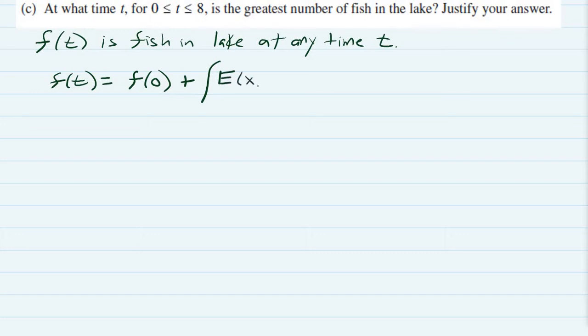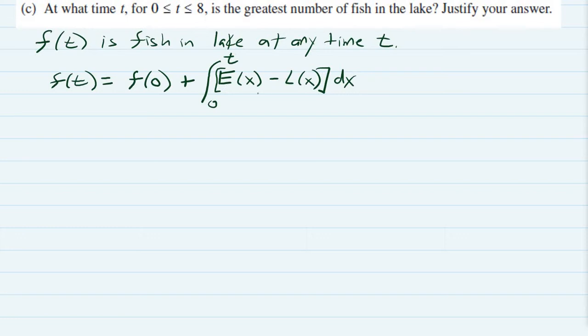But then we are going to integrate E of x minus L of x dx, and we're going to integrate from 0 to t. So you give me a t value, I'll plug it in there, and I can calculate the instantaneous number of fish in the lake if, of course, I know what the initial number of fish in the lake are. But, of course, we were not given that.